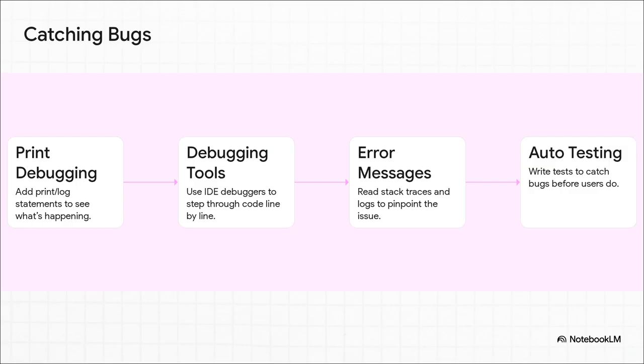Now, your most direct clue is often an error message. This can pinpoint exactly where the system broke down. And finally, there's automated testing. Think of this like a preventative security system, running a whole battery of checks to catch common bugs before they ever get to a user.